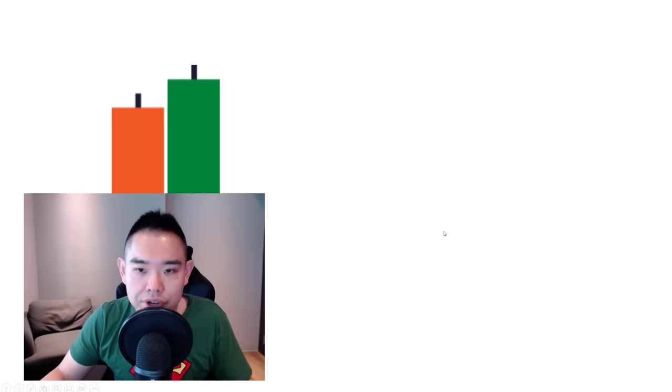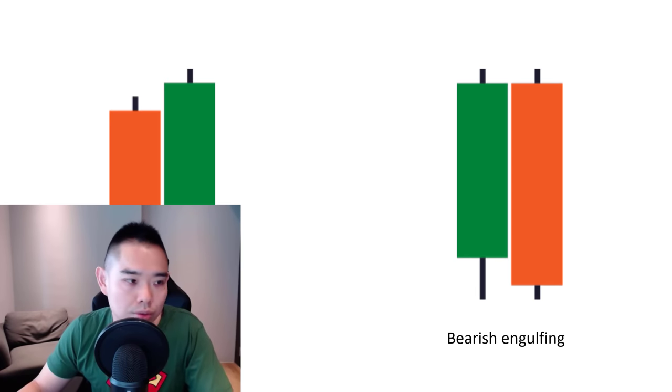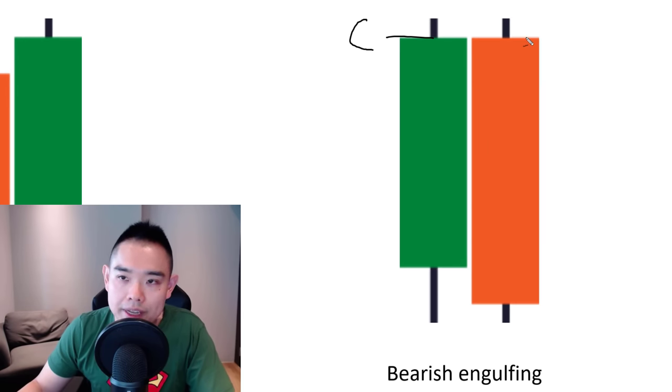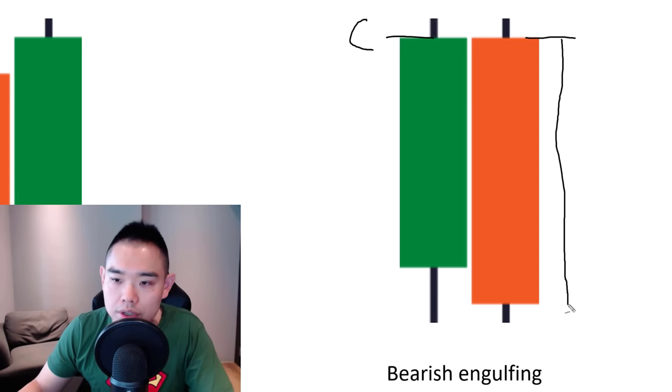So likewise, the bearish engulfing pattern, similar story. I don't think you need me to go through this, or I'll just do it quickly. So initially, buyers close near the highs of the day. The next day, the sellers took control and pushed the price, and finally closing near the lows of the day.